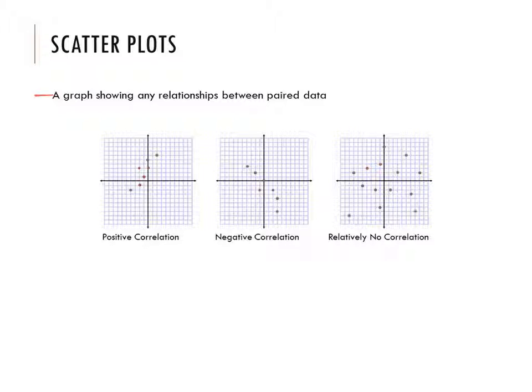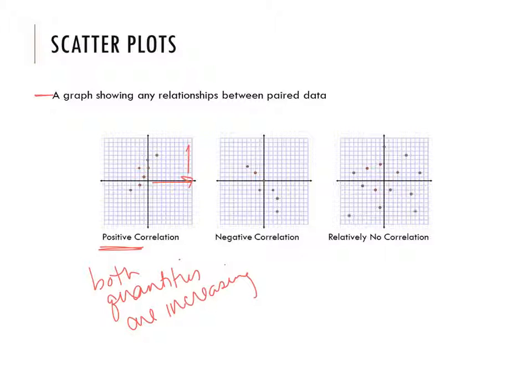So here on the first one, the trend is going up, up to the right. This is really based off its slope. A line that goes up to the right has a positive slope, so that's a positive correlation. In other words, both quantities are increasing. Like, the more hours you work, the more money you make. As X increases, Y is increasing. That gets you that up in the right direction.